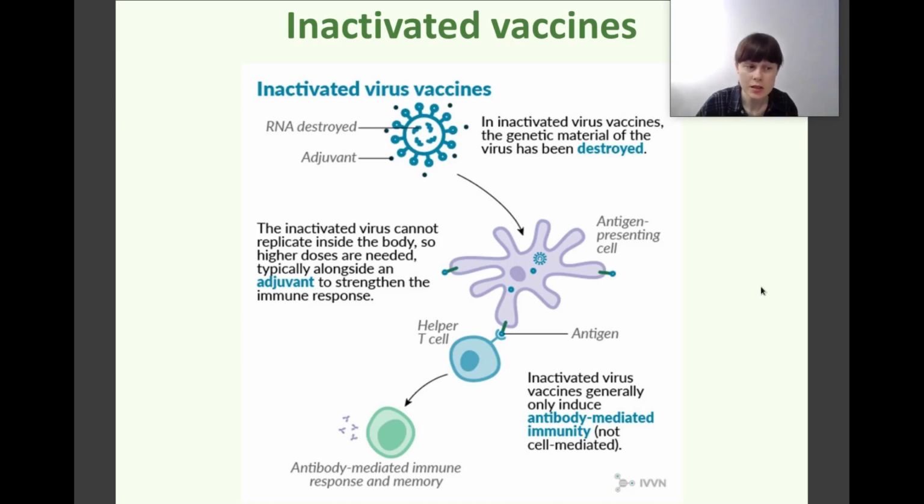But in the case of this one, you require multiple doses in order to build up immunity and offer full protection. But also, compared to live attenuated vaccines, inactivated vaccines can be mass produced and are relatively inexpensive to make. And a great example of an inactivated vaccine is the polio vaccine.